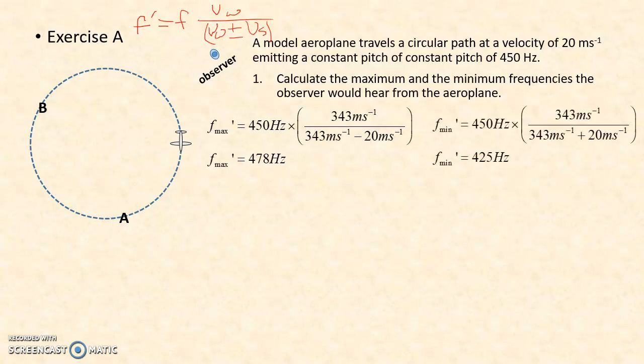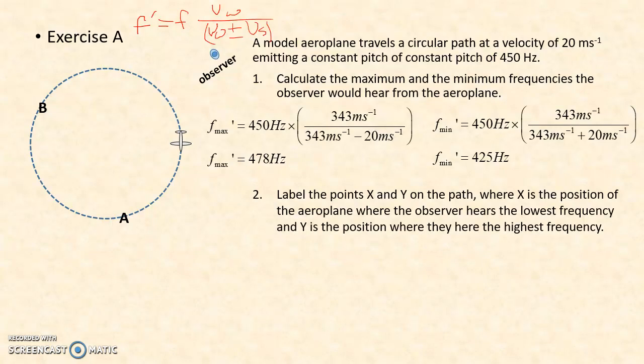We can work out the minimum frequency, or the lowest frequency, by using the addition on the denominator. And we get 425 Hertz. So the frequency at its maximum is 478 Hertz and its minimum is 425 Hertz.